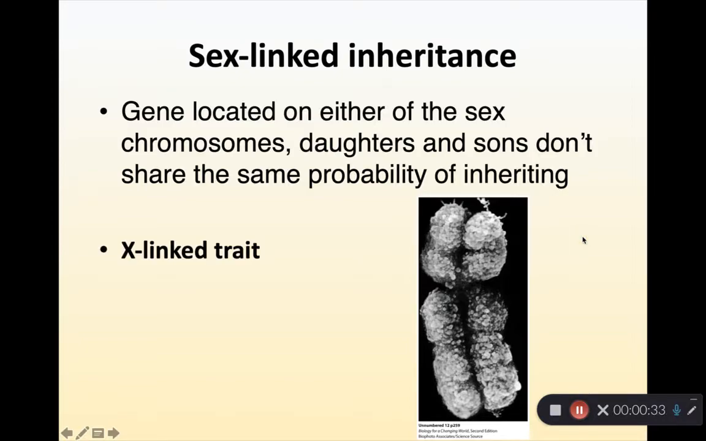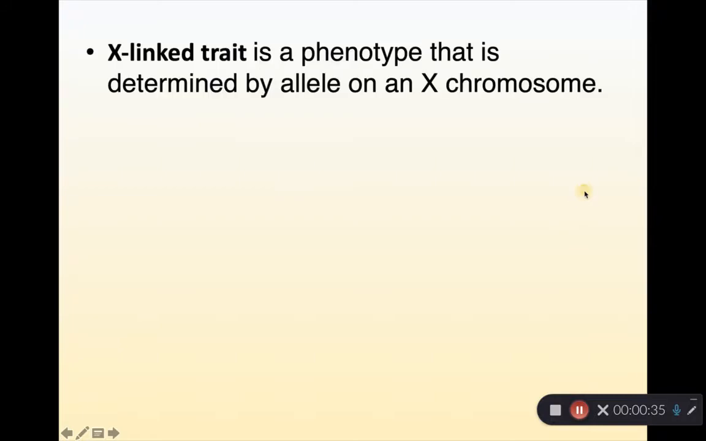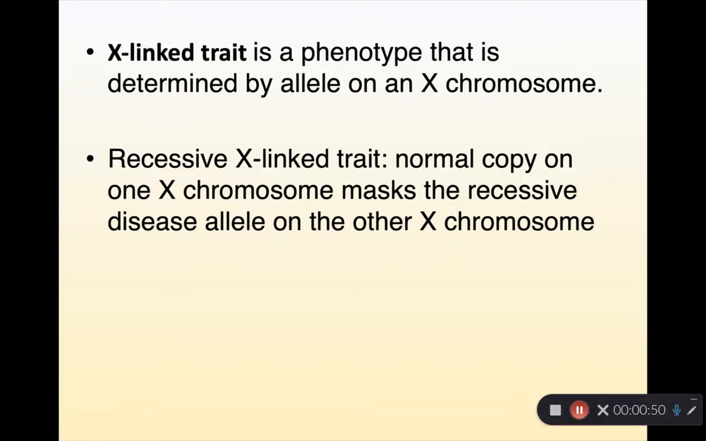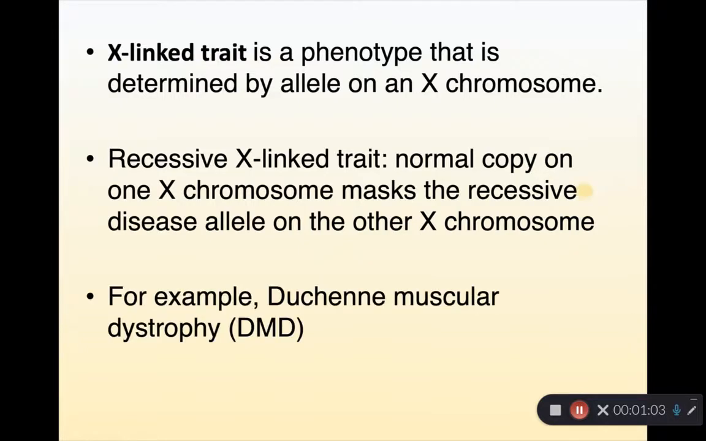So for example, you can have something called an X-linked trait. And an X-linked trait is simply a phenotype. Again, what we're looking at is the expression of this gene that is determined by an allele on the X chromosome. So an example of a recessive X-linked trait basically is a normal copy of one X chromosome, and it masks the recessive disease allele on the other X chromosome.